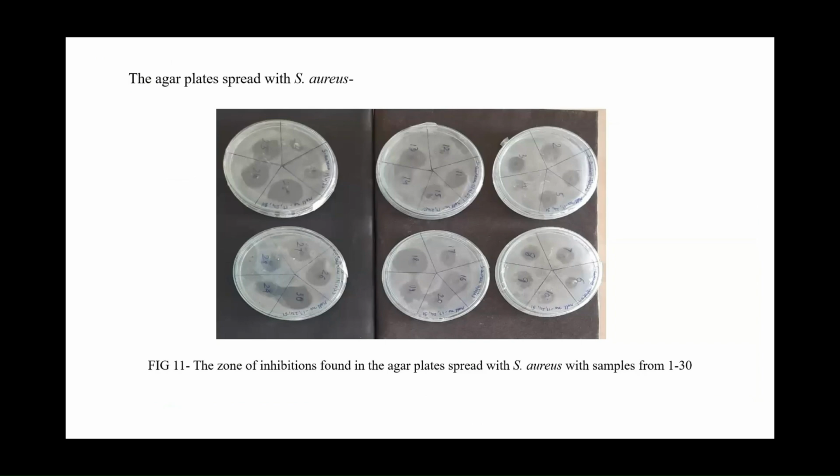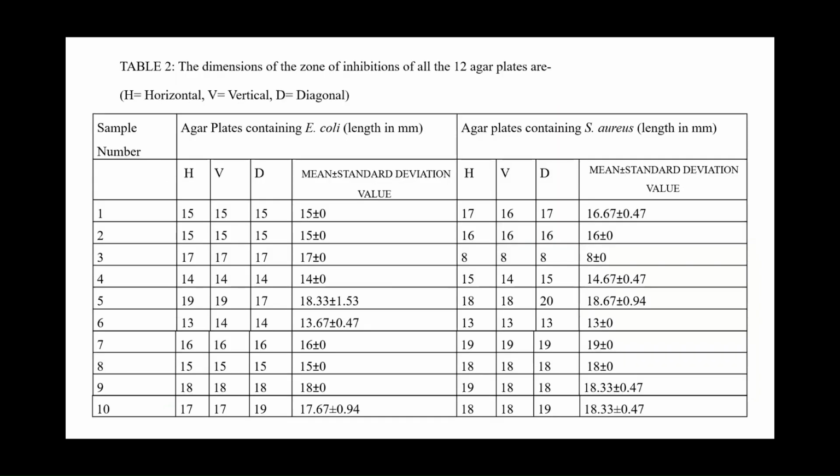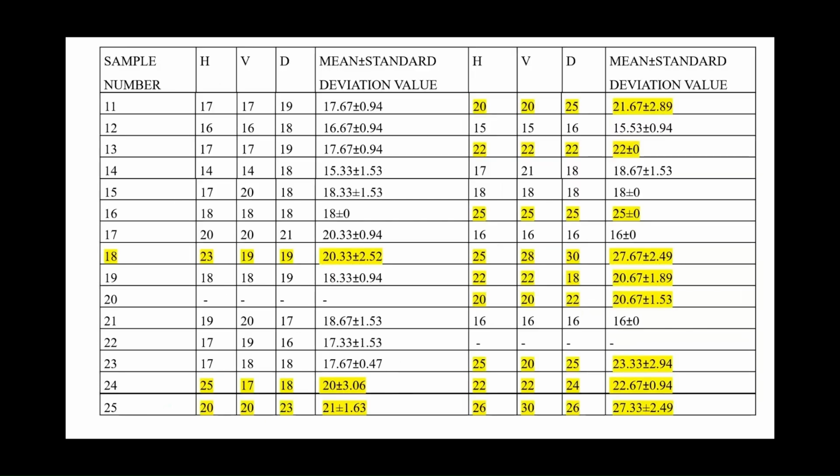This is the figure that consists of the zone of inhibitions with the agar plates that were spread with Staphylococcus. Here in this table, we calculated the dimensions of zone of inhibitions horizontally, vertically, and diagonally in millimeters. And then we calculated the mean plus or minus standard deviation values. Here the highlighted values show very good values, which can be used in any kind of intimate care applications.